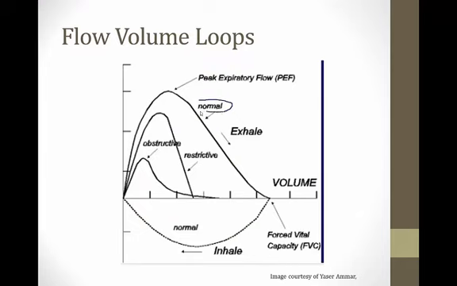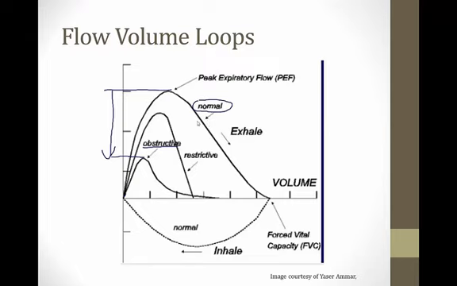So here's a normal curve right here at the top, and let's look at the obstructive curve first. So what's going on there? Well, the first thing you notice is that the peak expiratory flow rate is much lower in the obstructive curve than normal. Normal is up at the top here and it goes all the way down to here in obstruction, and that should make sense to you. There's an obstruction to air getting out of the lungs, therefore the peak expiratory flow rate is much lower.